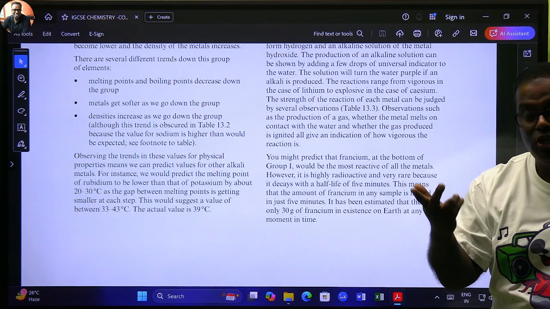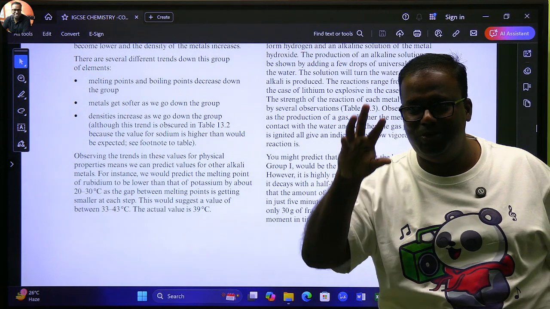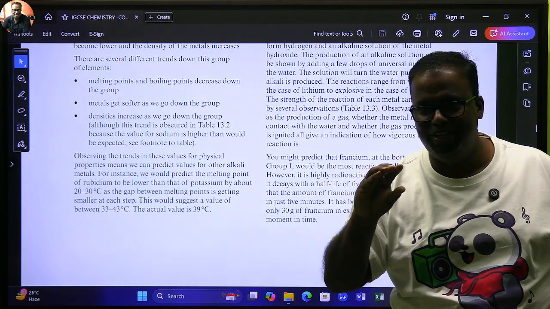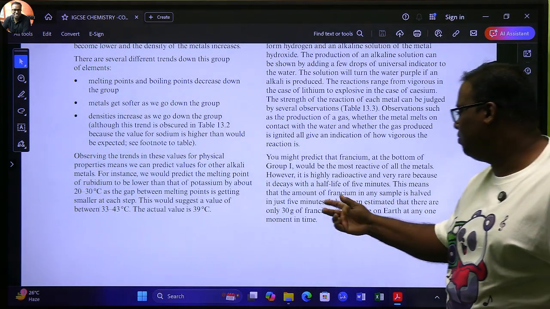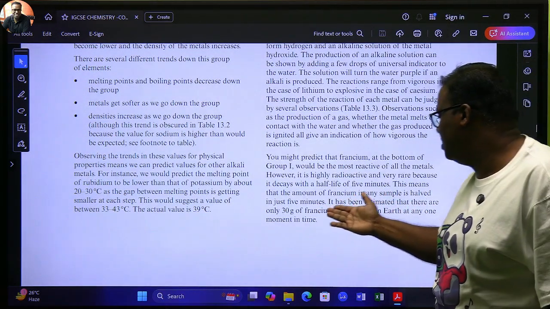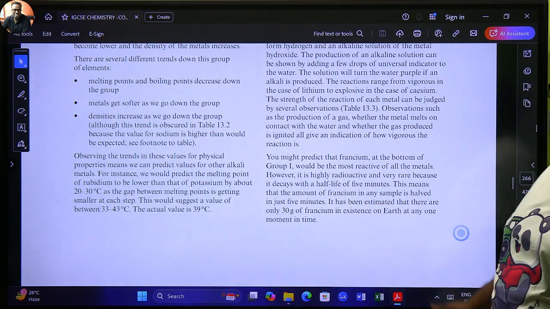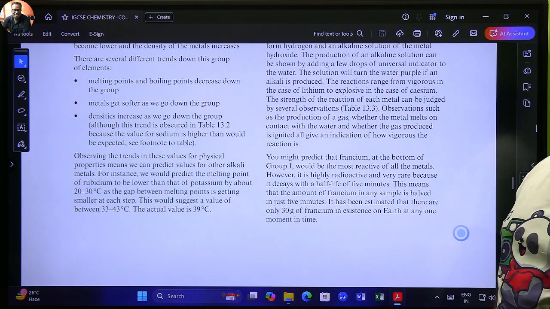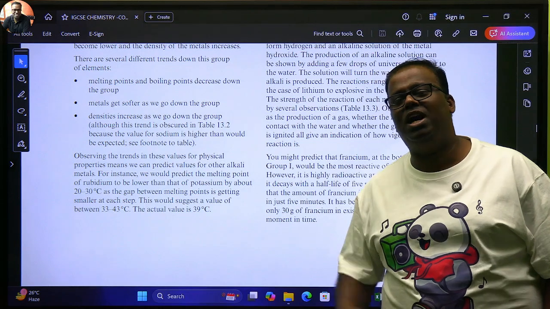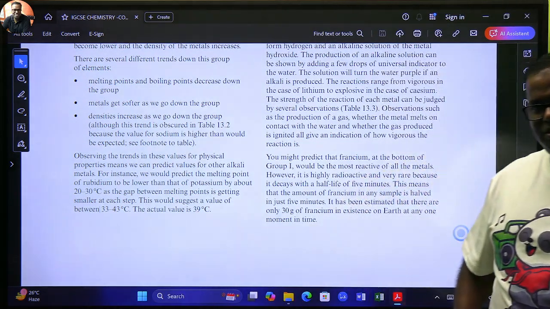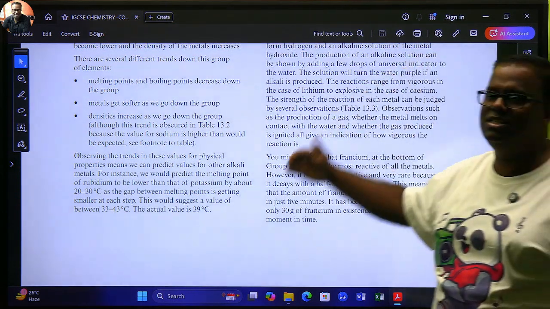Are you understanding? Odonil has a half-life of say 17 days. After 17 days, the odonil becomes half of what we had put. So the amount of francium in any sample is half in just 5 minutes. It has been estimated that there are only 30 grams of francium in existence on Earth at any moment of time. So in 5 minutes it changes. Understood? So we do not handle francium. Our entire discussion ends at cesium.